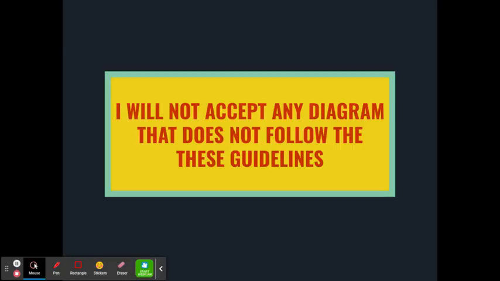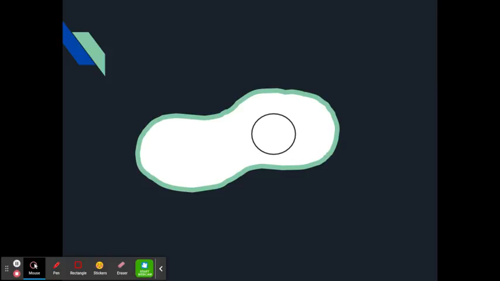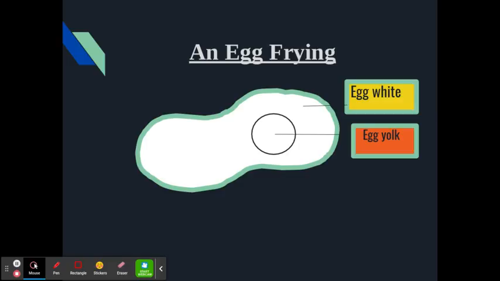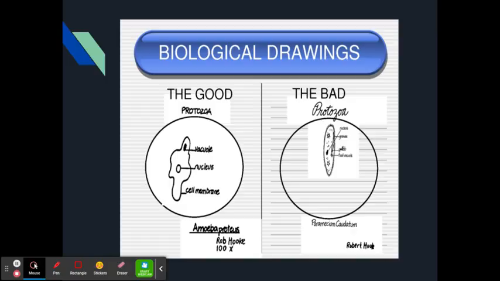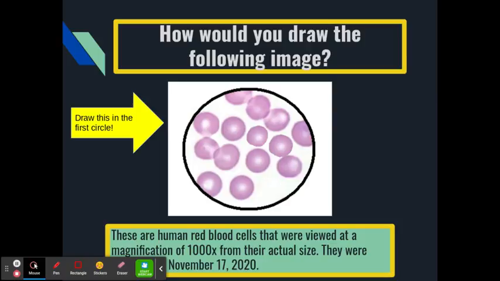All right, so I will not accept any diagram that does not follow these guidelines. So again, when you're looking at this, you need to have all the parts labeled so we know what in the world this is. Is it a frying egg? Well, if it is, then you would label the egg white and the yolk. And this again is just showing you the biological drawings and all the parts that you need, like the magnification, the name, it's labeled, and it's drawn nicely.